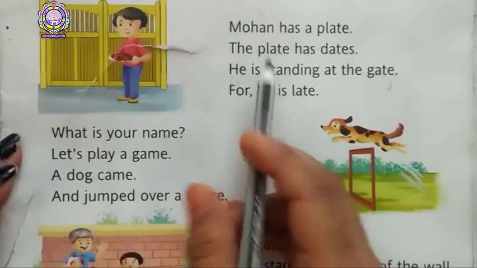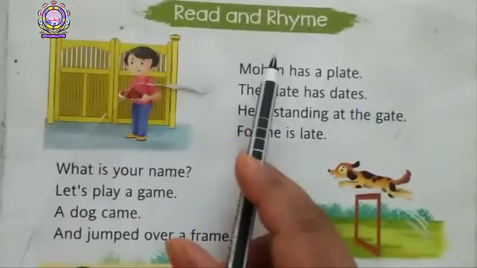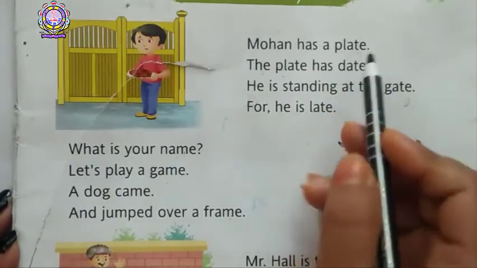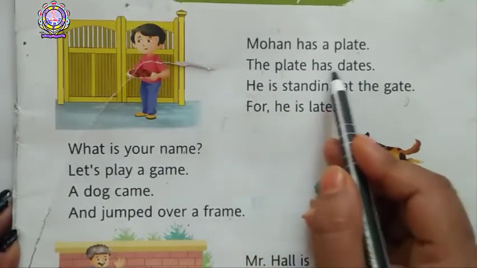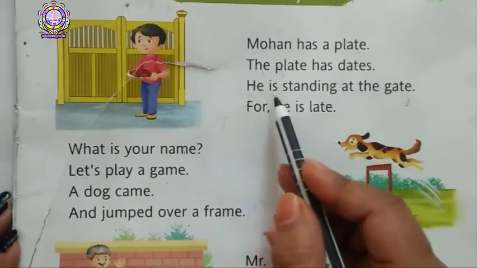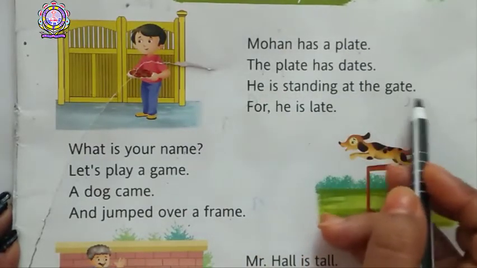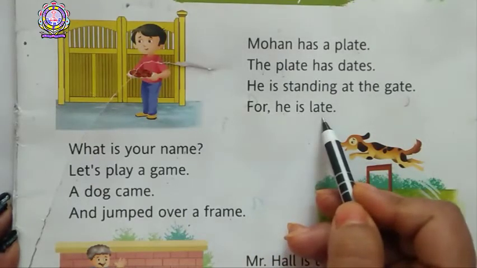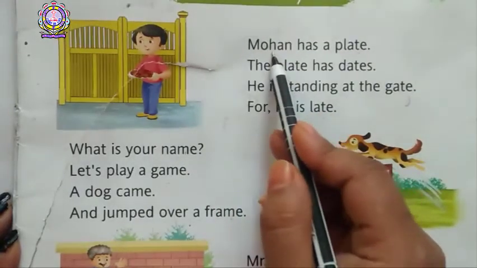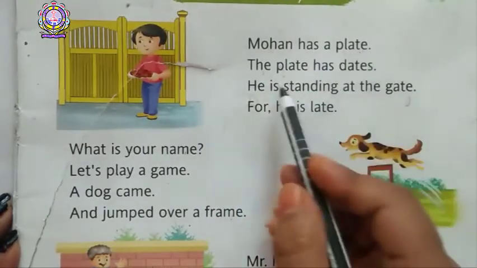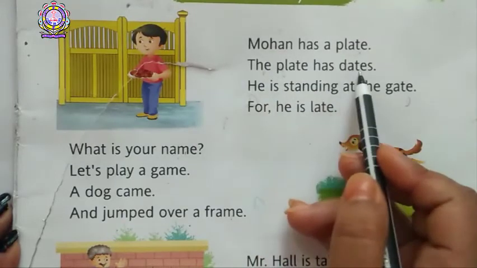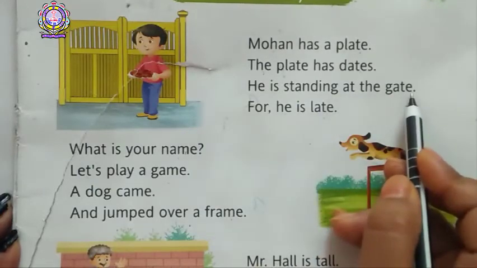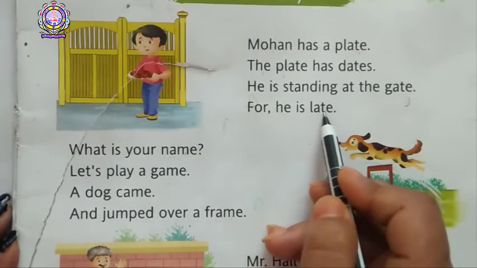Okay, now let's read again, okay? Read and rhyme this story. Mohan has a plate. The plate has dates. He is standing at the gate, for he is late. Let's read one more time. Mohan has a plate. The plate has dates. He is standing at the gate, for he is late.